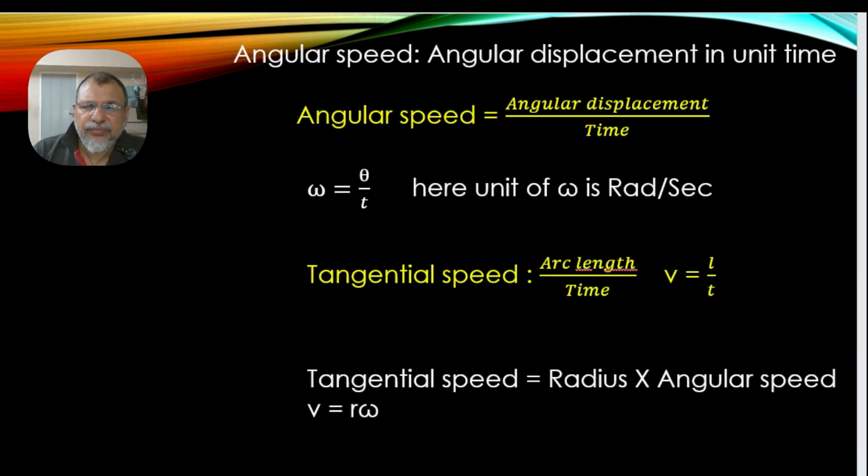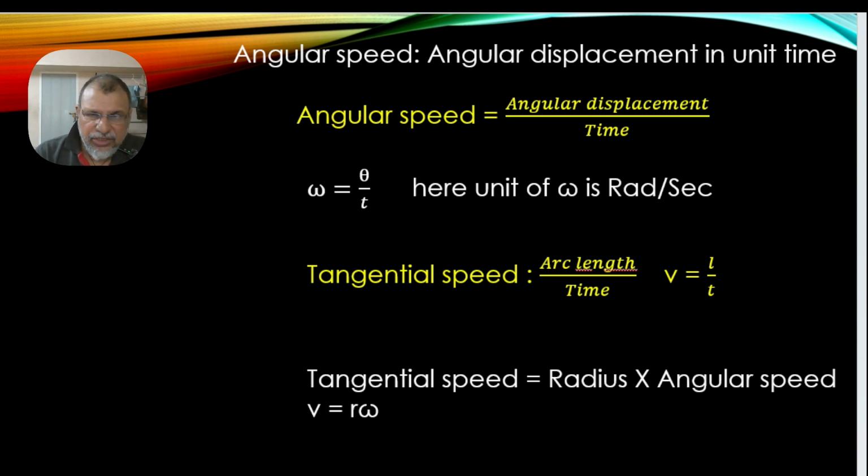This equation is about angular speed. Angular speed is equal to angular displacement over time, or you can say omega, that is the letter representing angular speed. Omega is equal to theta over t. Here omega will be in radians per second.